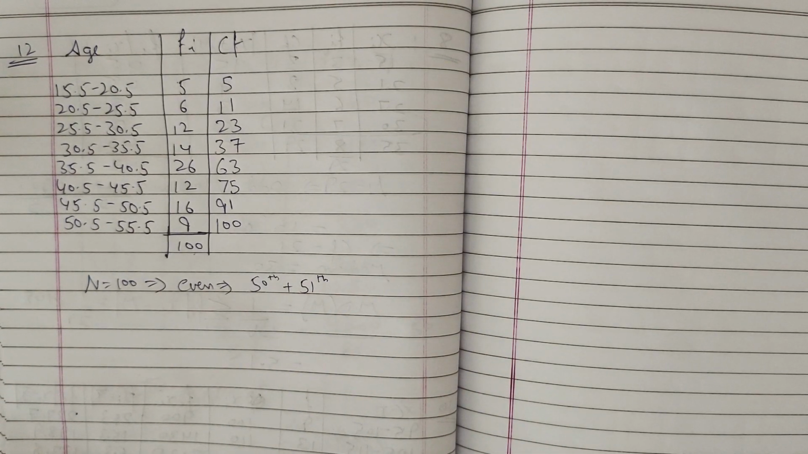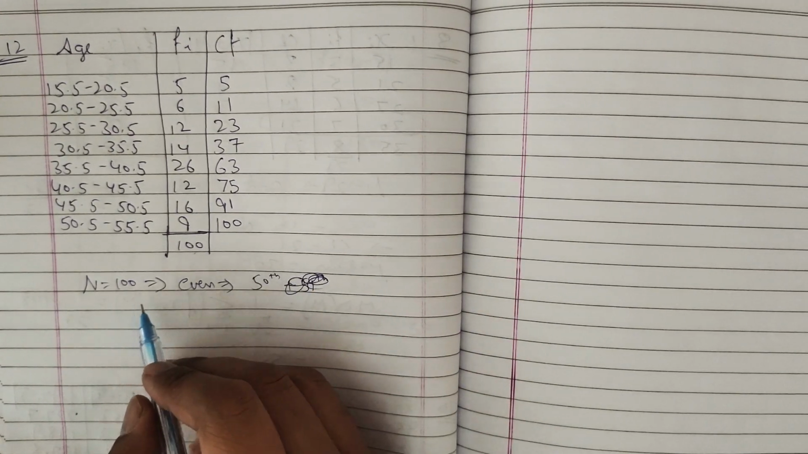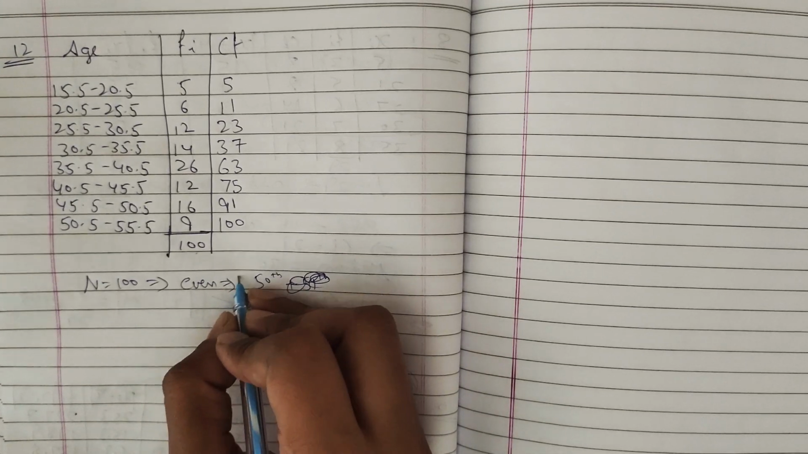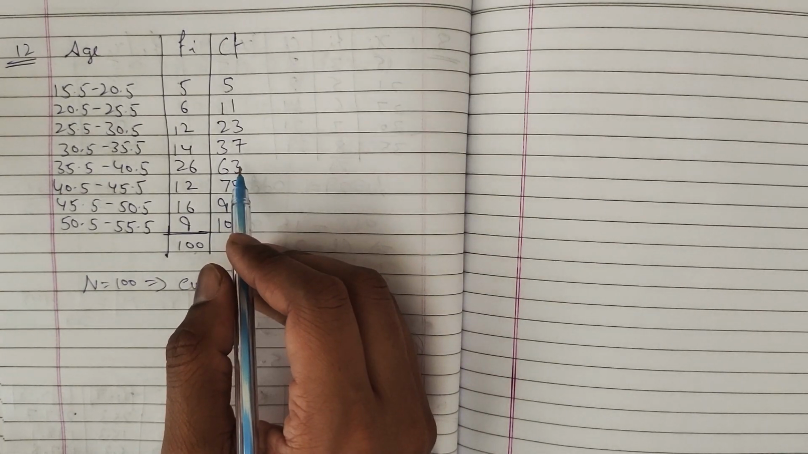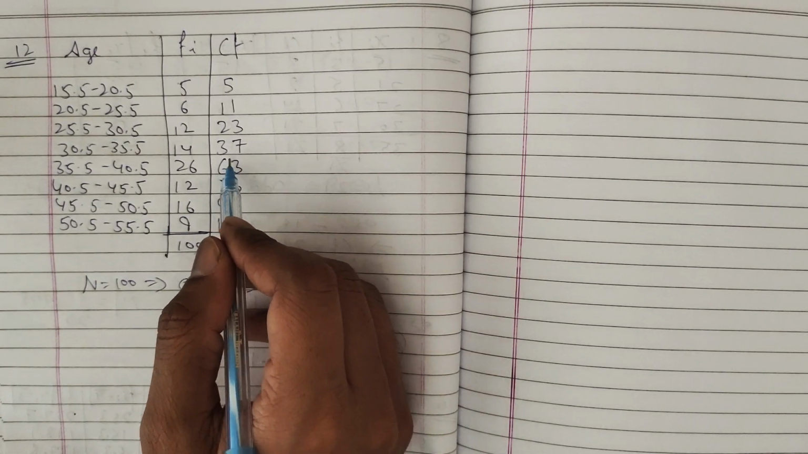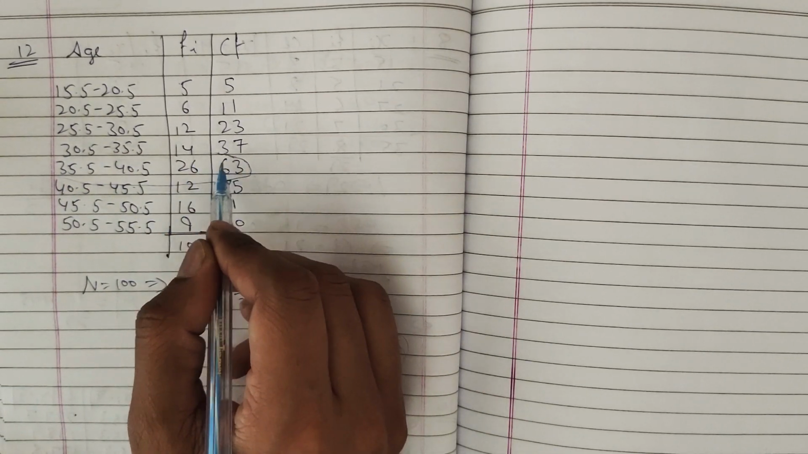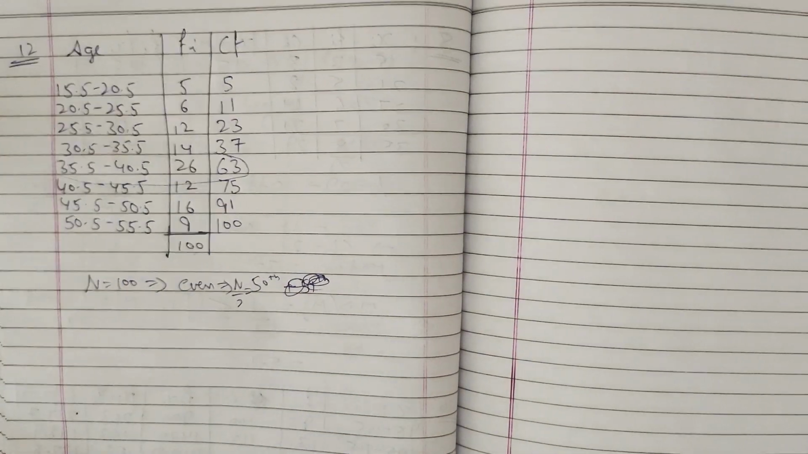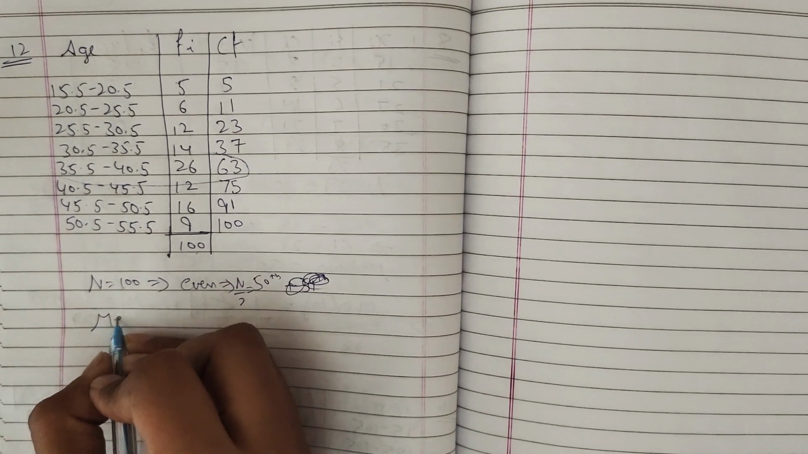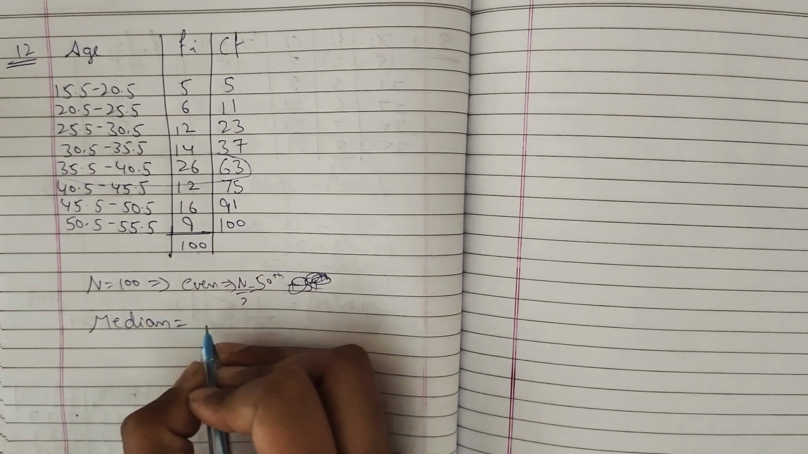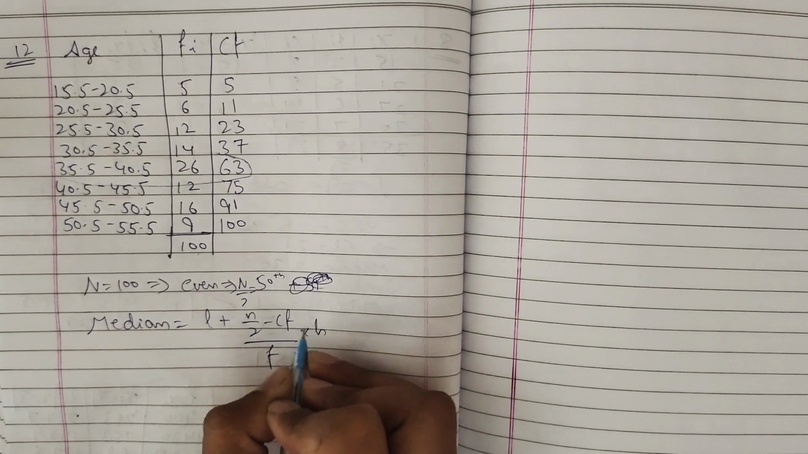This implies n is even. So n by 2 is the 50th term. The 50th term lies in which category? In this category, right? n by 2 lies in this category. So the formula for median is L plus n by 2 minus CF upon F multiplied by H, right?